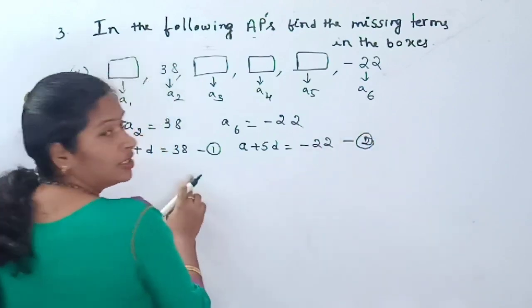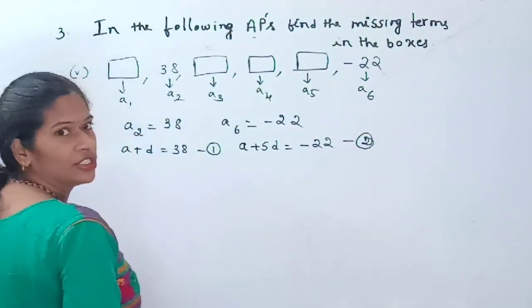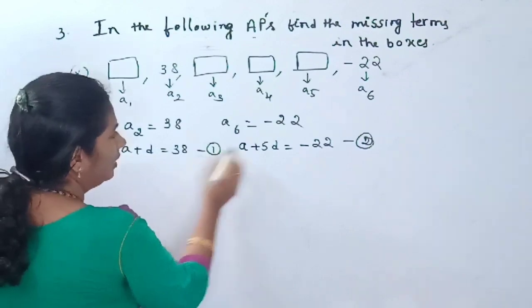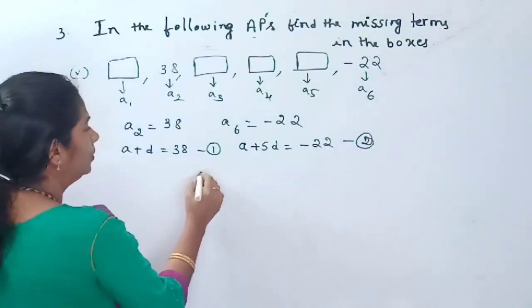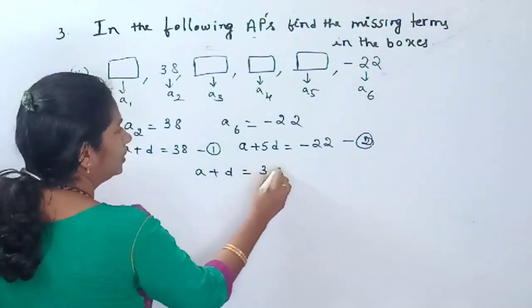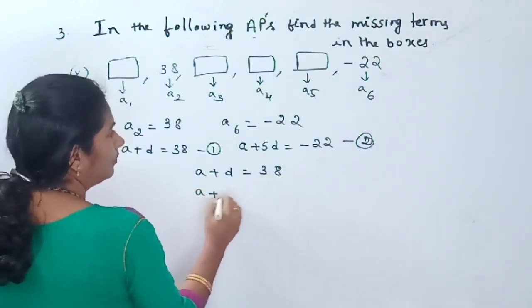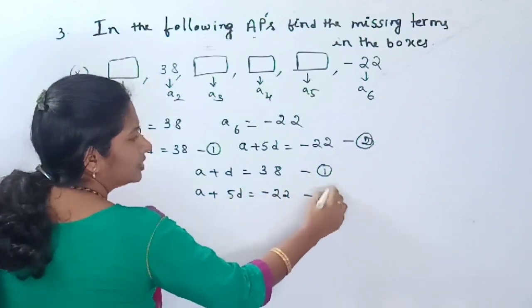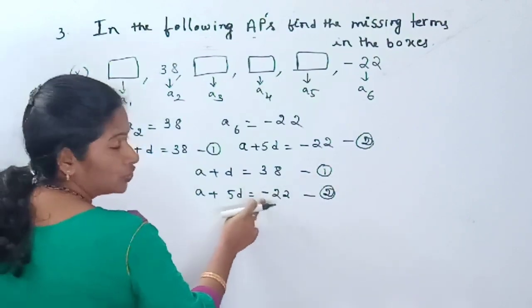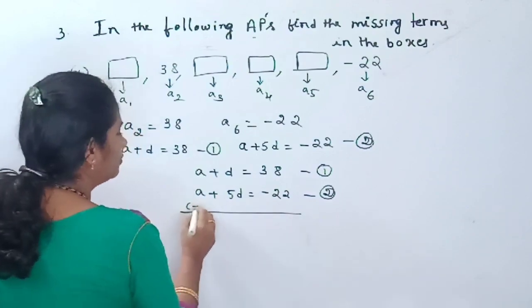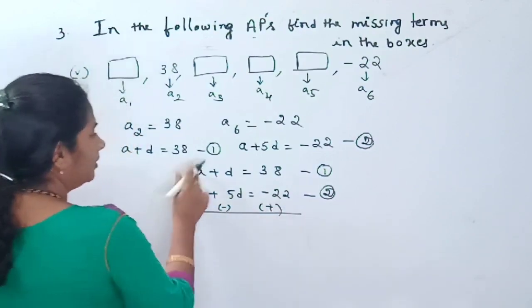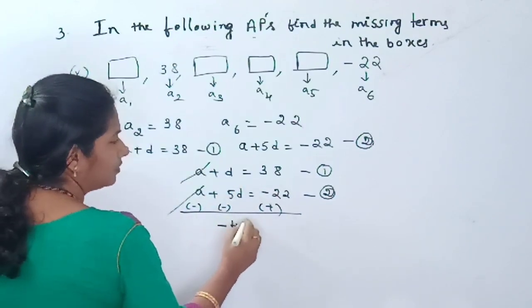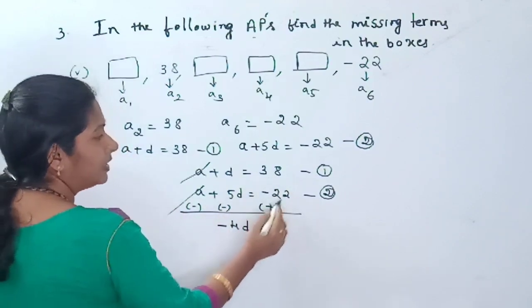Now you simplify the first equation and the second equation to find A and D values. Okay, so let us solve equation 1 and equation 2 to get A and D values. So let me write like this: A plus D equal to 38, then A plus 5D equal to -22. So this is our equation 1. So this is equation 2. Now subtract equation 2 from equation 1. So what will you get, children? Now just change the sign. Plus A minus A get cancelled. Plus D minus 5D, it is -4D equal to 38 plus 22.